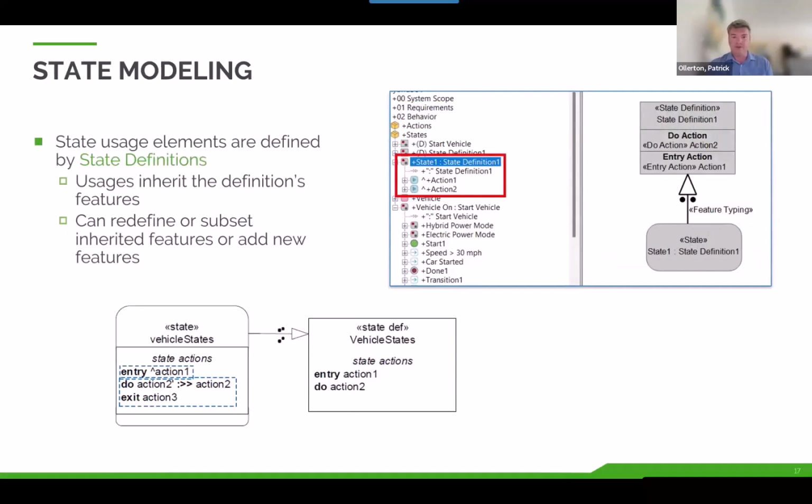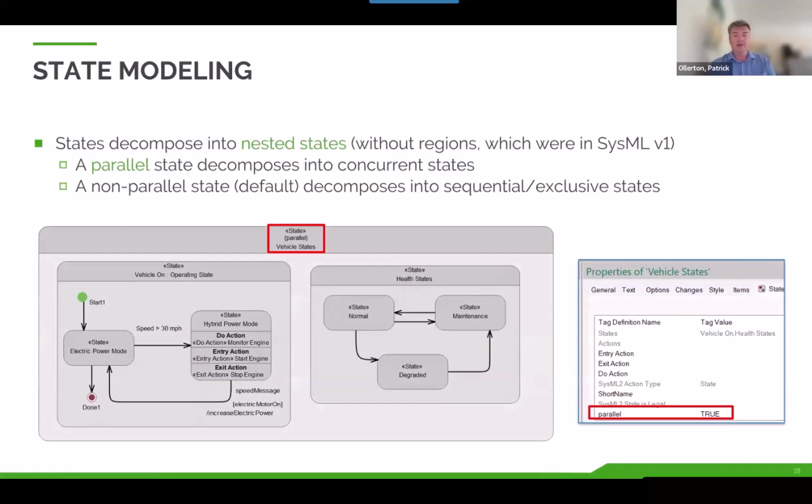We saw these definitions as well. We can see these relationships very clearly in Modeler, and we can navigate from the usage to the definition very easily. We support parallel states. So typically the states will be sequential, but you may also have states that run concurrently, so parallel states in this case.